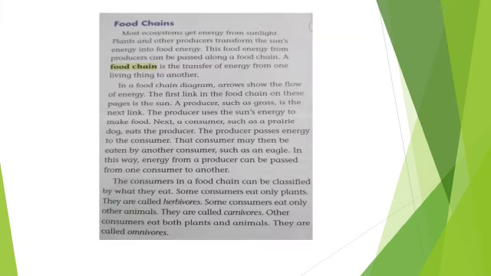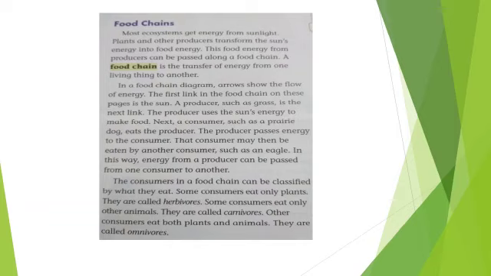Please open your science books at pages 212 to 213. What is the heading here? Food chains. Very good. Let's read together the text in front of us. Most ecosystems get energy from sunlight. Plants and other producers transform the sun's energy into food energy. This food energy from producers can be passed along a food chain. A food chain is the transfer of energy from one living thing to another. In a food chain diagram, arrows show the flow of energy.